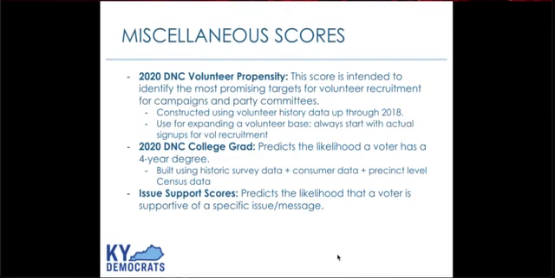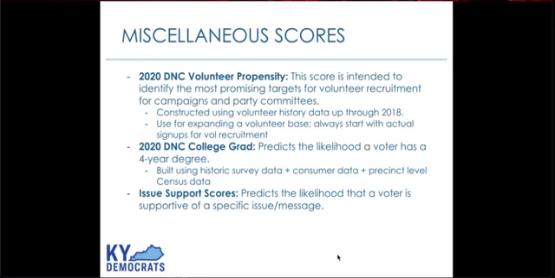Next, we have the 2020 DNC College Grad Score. This predicts the likelihood a voter has a 4-year degree. It's using a variety of data sources like historic survey data, consumer data, and precinct-level census data to hone that prediction.